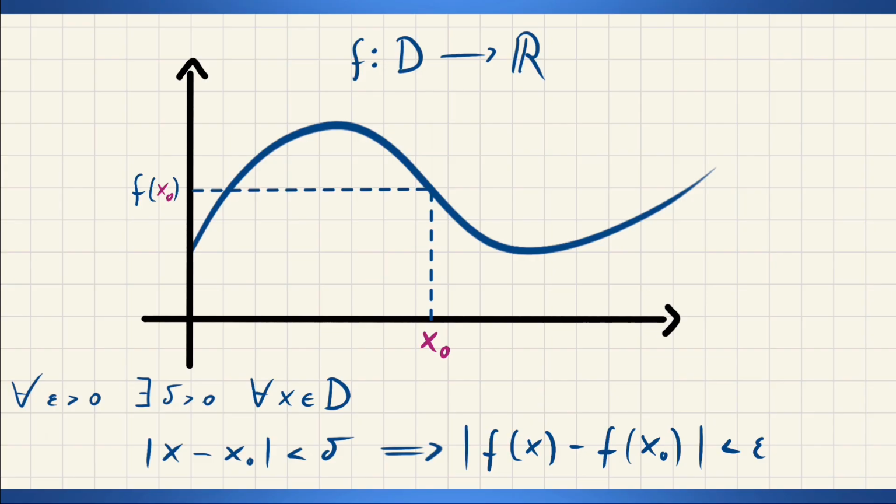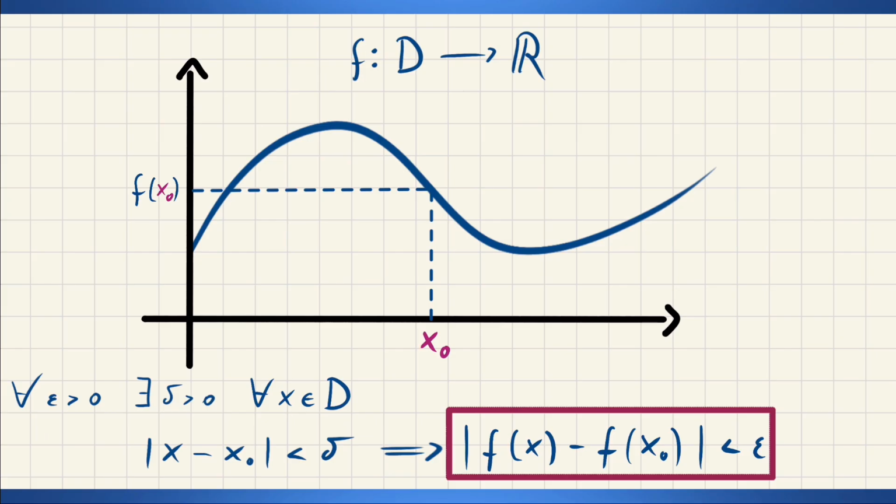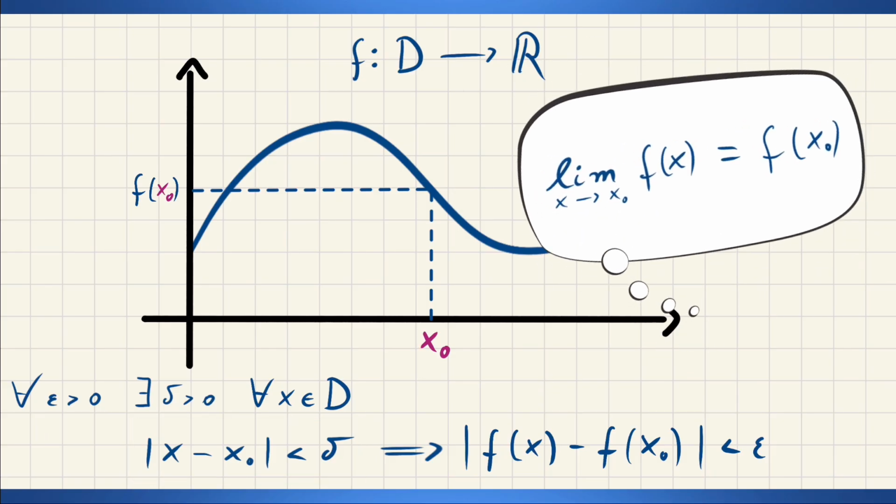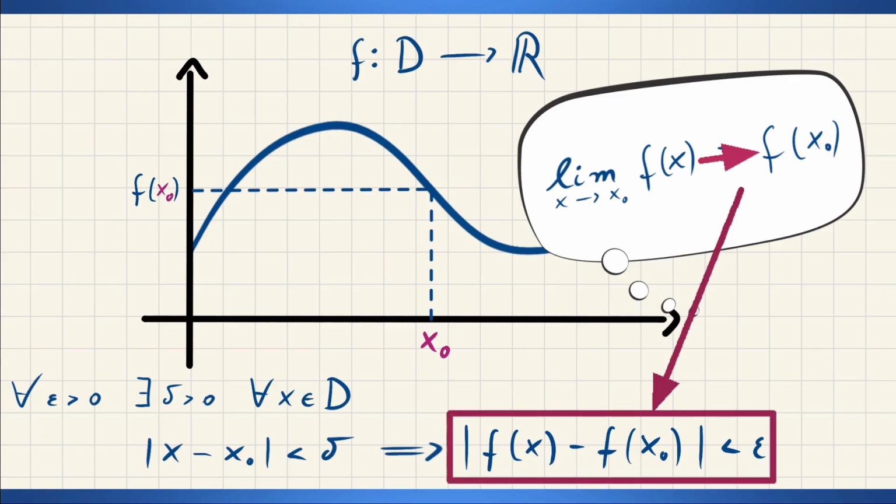So this implication says the distance between f of x and f of x0 is guaranteed to be smaller than epsilon whenever the distance between x and x0 is smaller than delta. This definition of continuity is thus equivalent to the limit definition we mentioned before. Essentially, it formalizes what the limit expresses. X approaches x0, so the distance gets smaller. F of x approaches f of x0, so the difference in function values gets smaller.